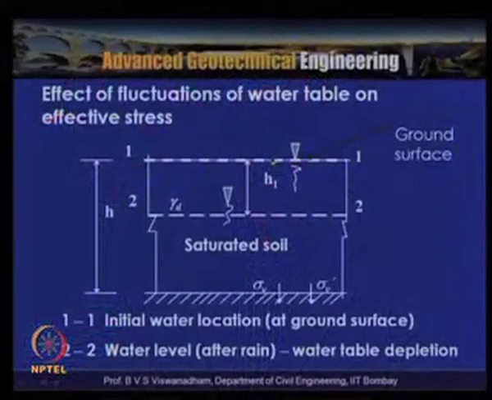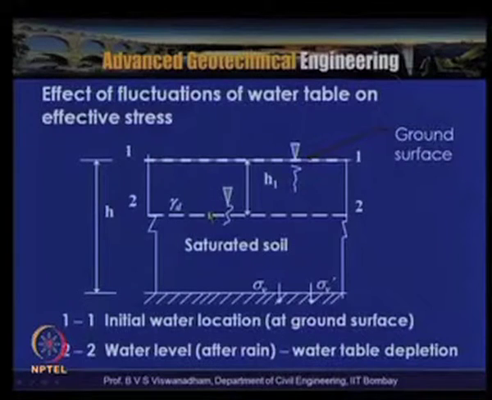Now, here the ground surface is shown, and the water table is at the ground surface, and 2 is the water level after rain. So there is a depletion of water table. We need to determine the vertical stresses, total stresses and effective stresses at this point.